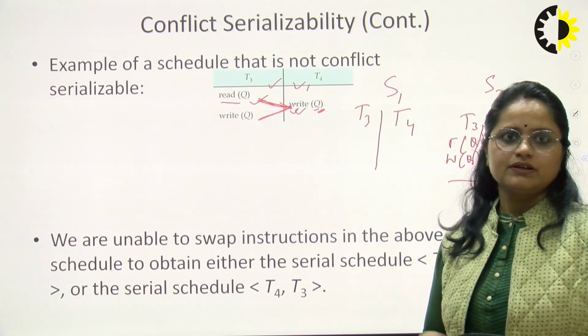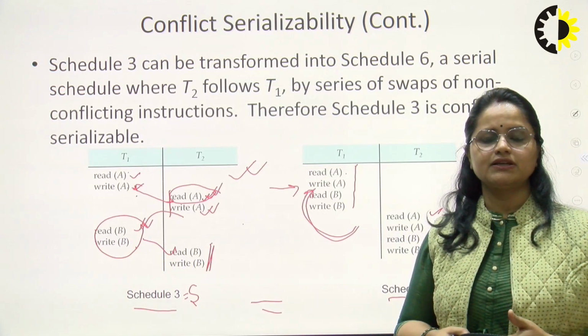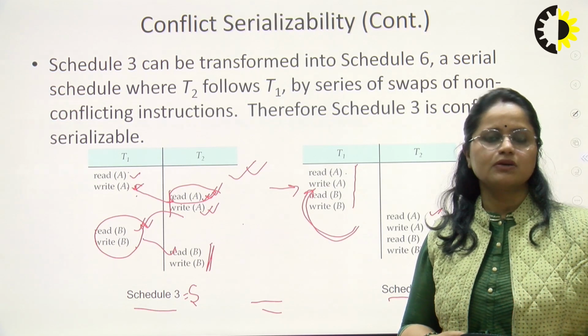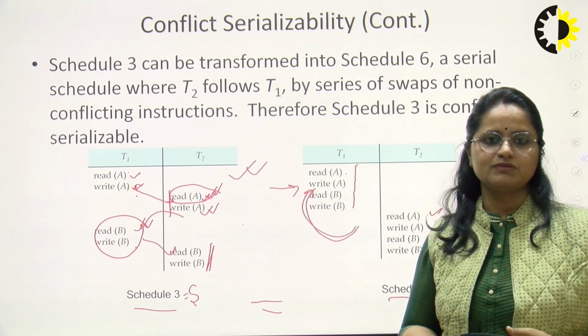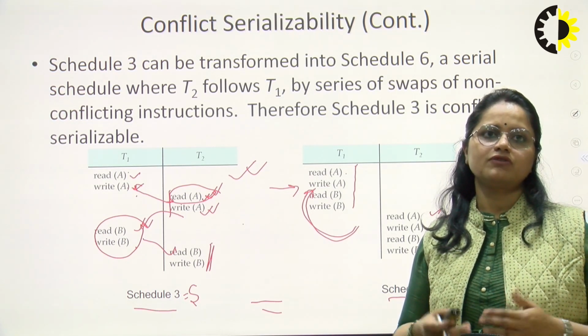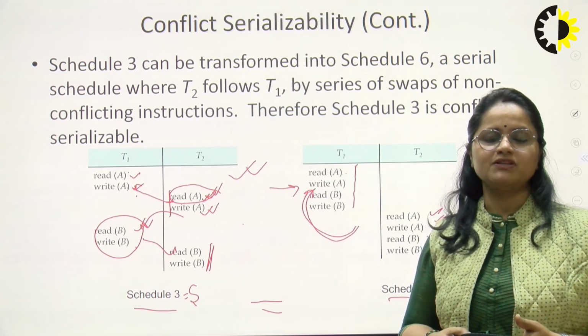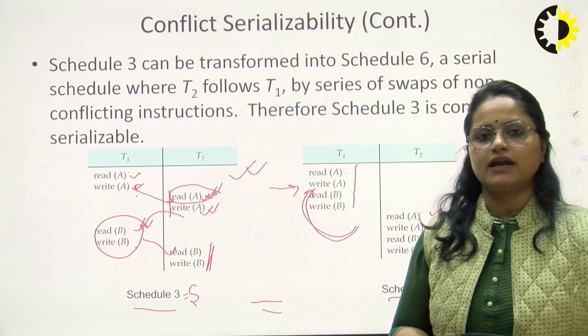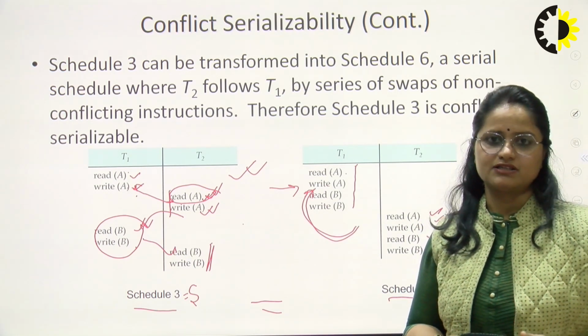So for today, I believe conflict serializability is all clear. In the next class, we will be discussing view serializability and questions on conflict serializability, in which we will see the precedence graph, by which we can easily test conflict serializability. Thank you.